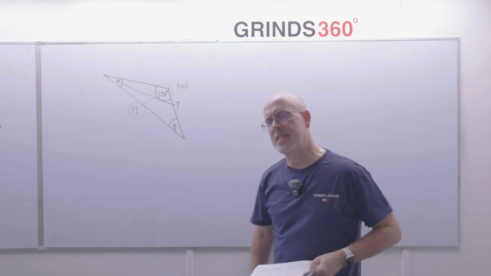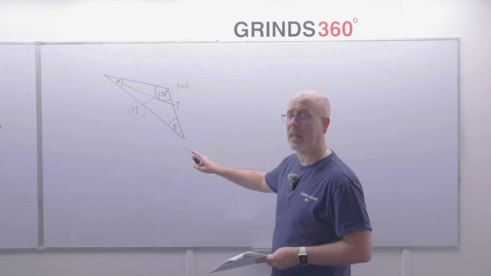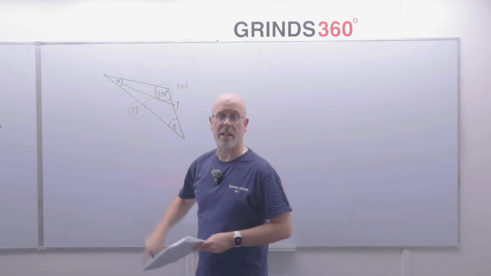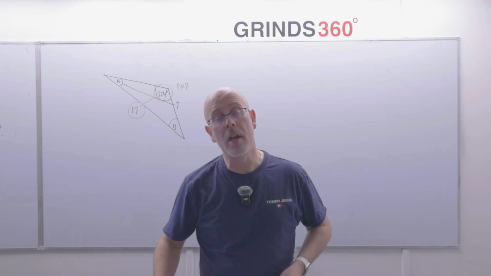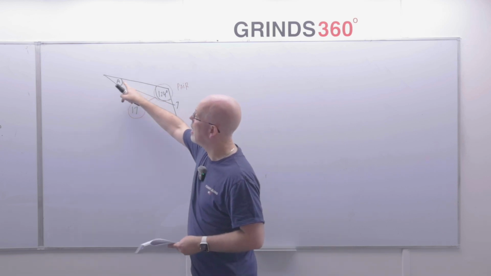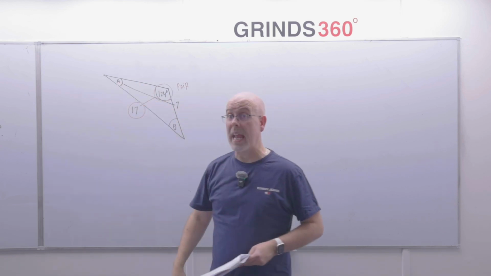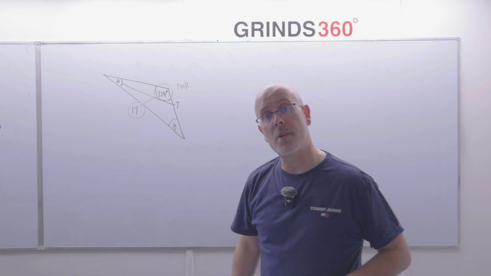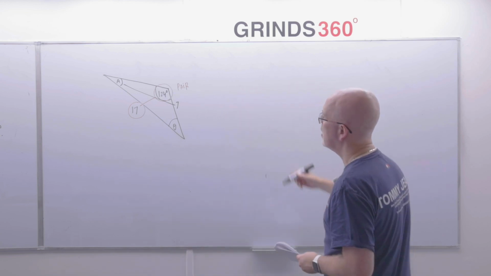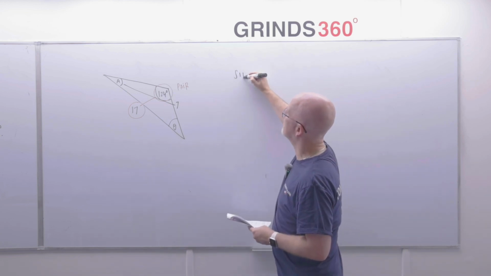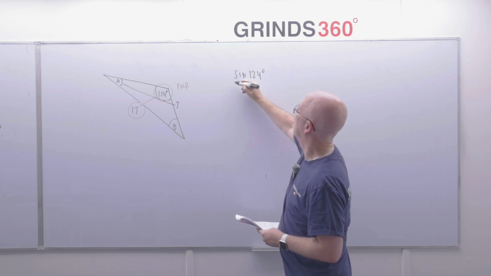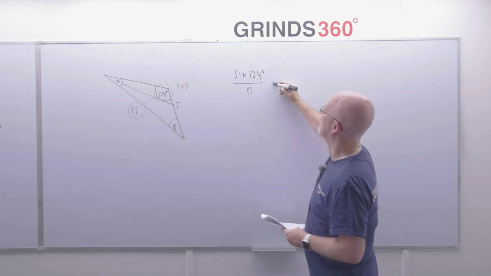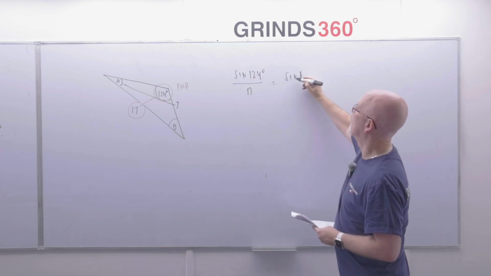So this is a two-step calculation. I can't find theta directly because I don't know the side opposite it to complete that fraction. But I can find this angle here, and then by subtracting these two from 180, I can find the one I'm looking for. So it's a slightly more roundabout way of finding it. Again, I'll make the pairs. So it's sine 124 over 17, and it's going to be sine A over 7.